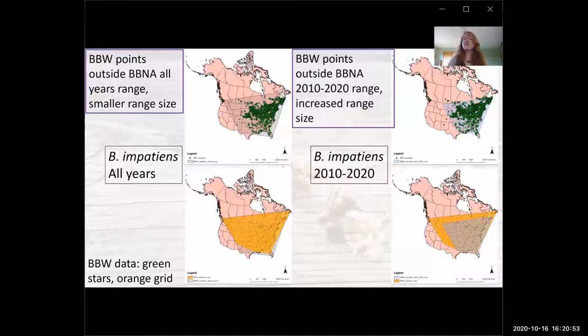This is a couple of figures showing this. This is looking at just the common eastern bumblebee, Bombus impatiens. You'll see on the left the all-year comparison versus the per-decade comparison on the right. For the first case, the all years, Bumblebee Watch is not greater than Bumblebees of North America, but in the last decade it is. So in the last decade, the orange grid is bigger than the blue grid. But in both cases, there are points of Bumblebee Watch outside the base range. So there are green stars outside of the black or blue polygon.